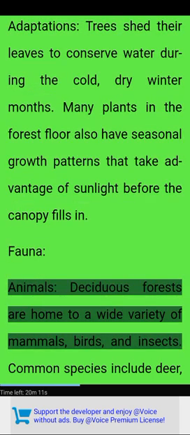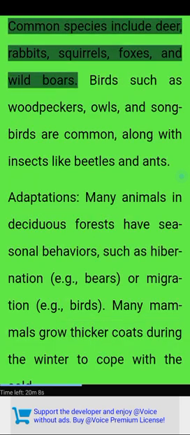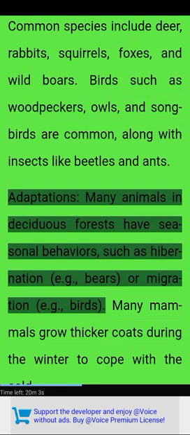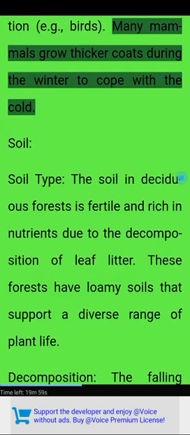Fauna. Animals: deciduous forests are home to a wide variety of mammals, birds, and insects. Common species include deer, rabbits, squirrels, foxes, and wild boars. Birds such as woodpeckers, owls, and songbirds are common, along with insects like beetles and ants. Adaptations: many animals in deciduous forests have seasonal behaviors, such as hibernation, e.g., bears, or migration, e.g., birds. Many mammals grow thicker coats during the winter to cope with the cold.